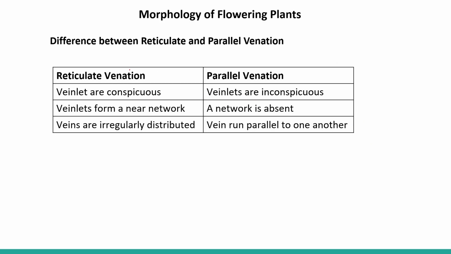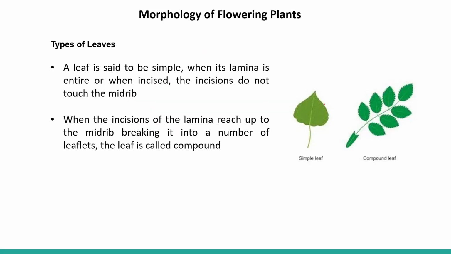Next, the difference between reticulate and parallel venation. In reticulate venation, veinlets are conspicuous, and in parallel venation, veinlets are inconspicuous. Veinlets form a network-like structure, but here the network is absent. Instead, they are parallel to each other. Veins are irregularly distributed in reticulate, and here veins run in a particular fashion, which is called parallel to one another. Okay. Next, types of leaves.